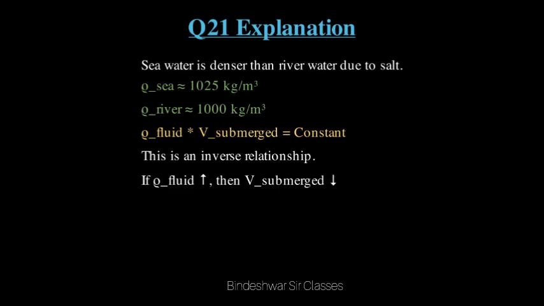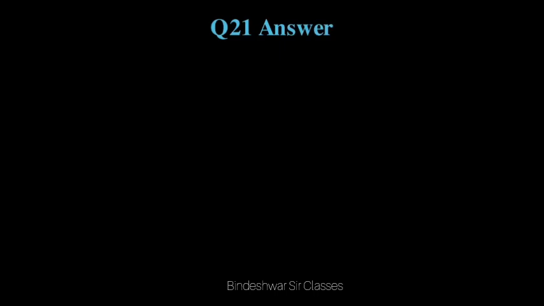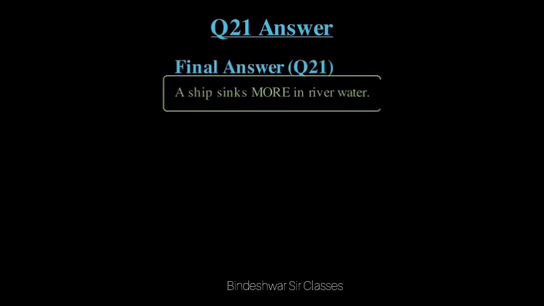Since seawater is denser than river water, the ship needs to displace a smaller volume of seawater to produce the same buoyant force needed to support its weight. A smaller submerged volume means the ship floats higher and sinks less. So the final answer is, a ship sinks more in river water.